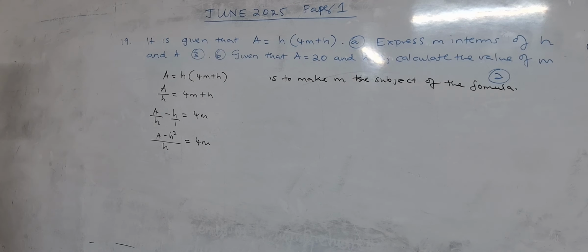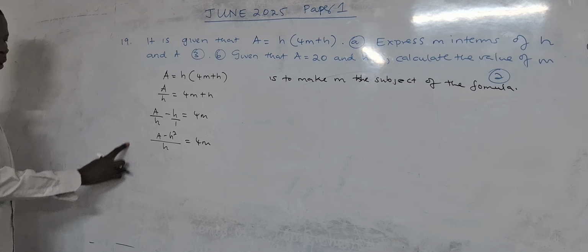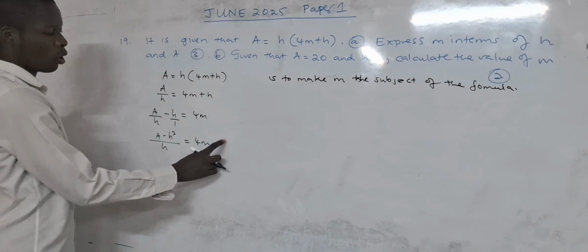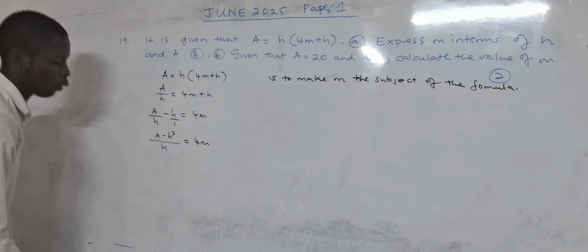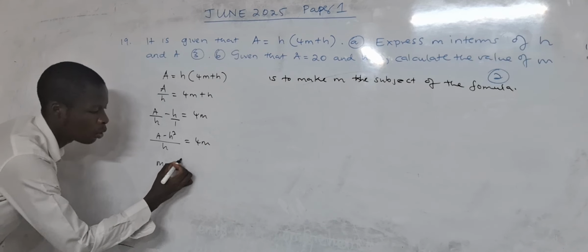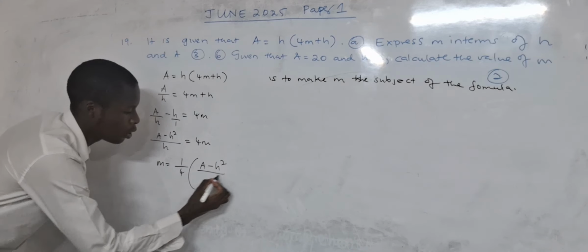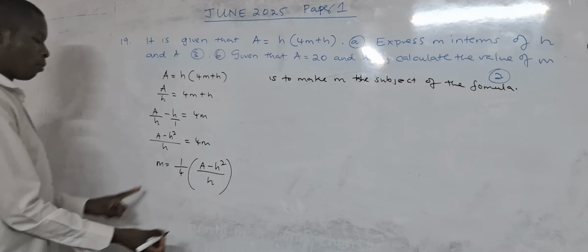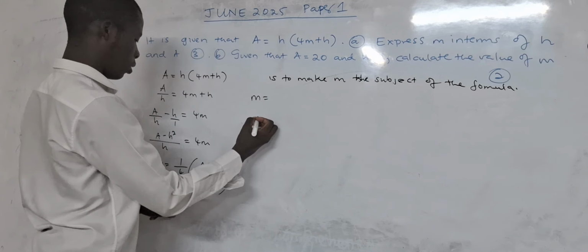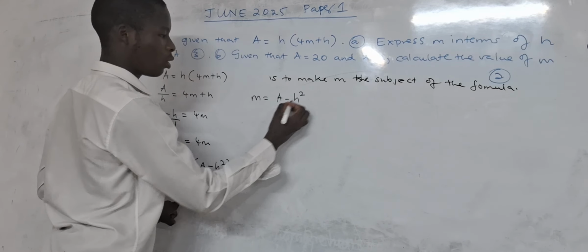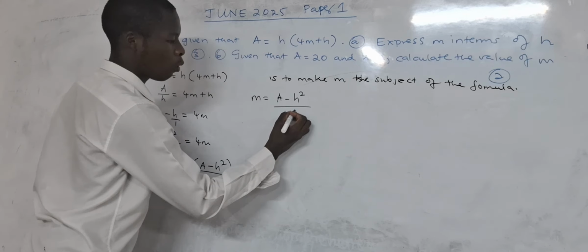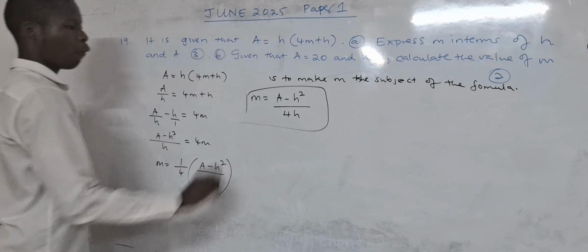Now we want to make M the subject of the formula. You divide both sides by 4. In other words, you multiply by 1 divided by 4. So M is equal to 1 divided by 4 into A minus H squared divided by H. And this can be further written as M is equal to A minus H squared divided by 4H. So this is the final answer.